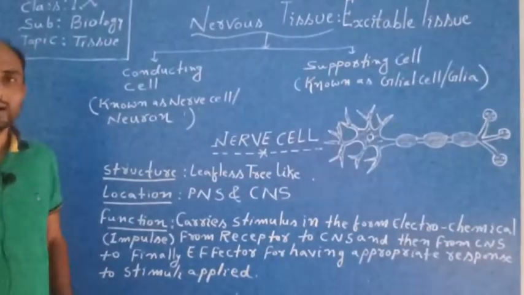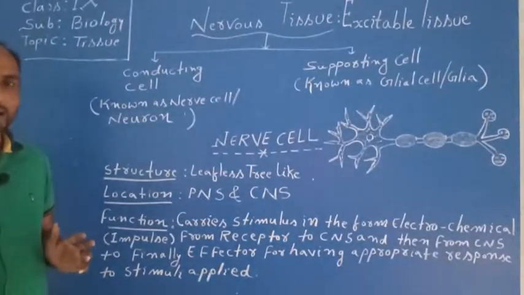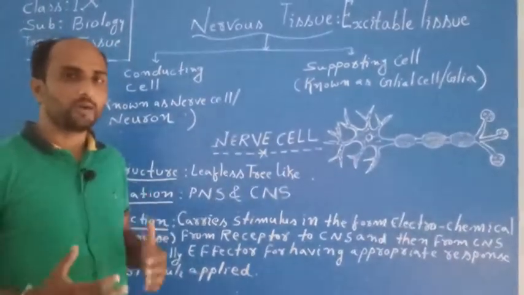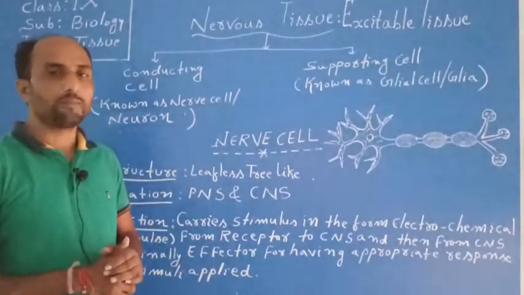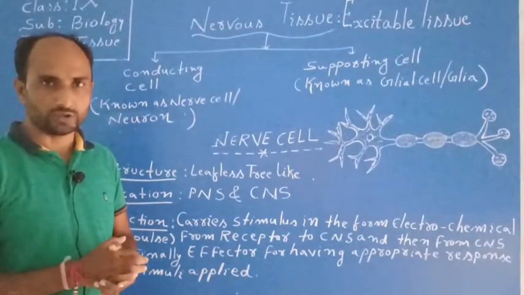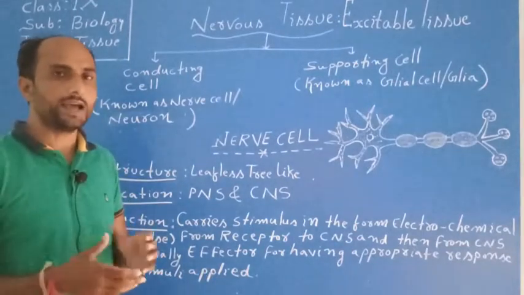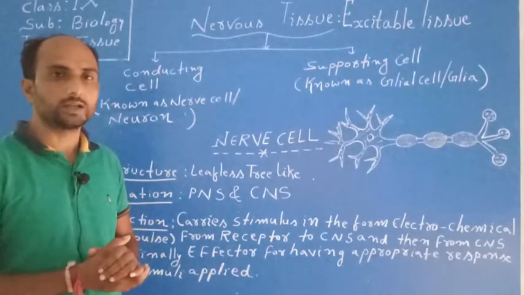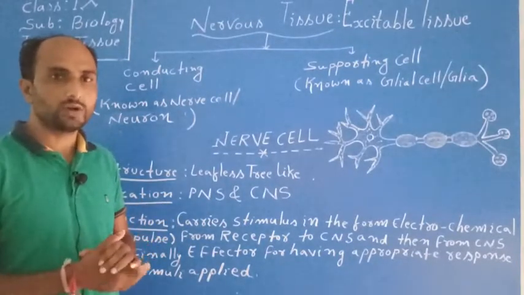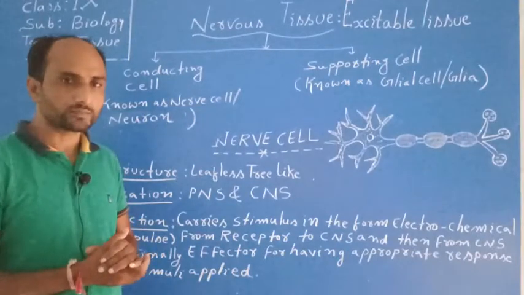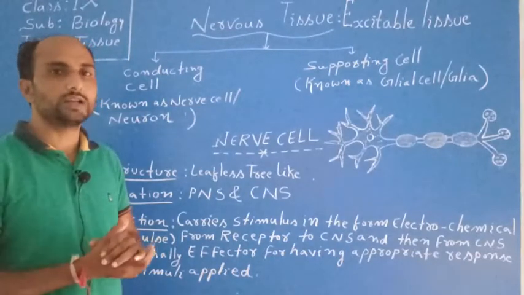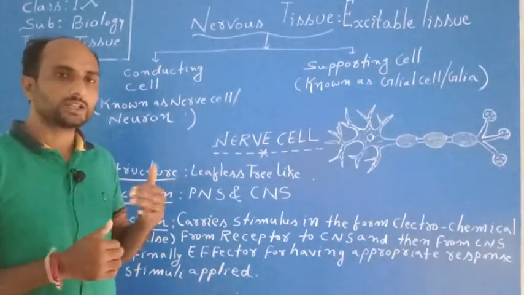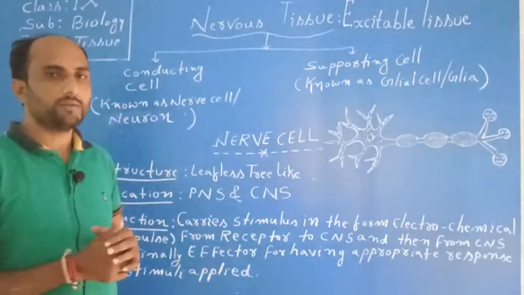I have already told you that our body is made up of 4 types of tissues, of which I already told you about epithelial tissue, connective tissue, and muscular tissue. Now I am going to tell you about the nervous tissue. Just like muscular tissue, our nervous tissue is also excitable tissue. Excitable tissue means tissue which responds to stimuli.